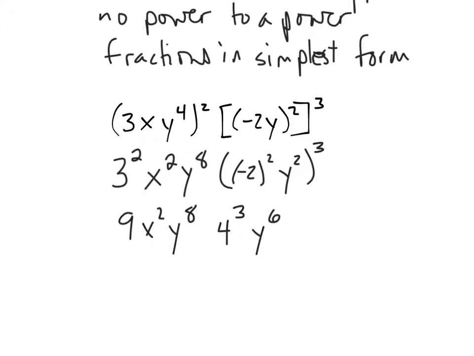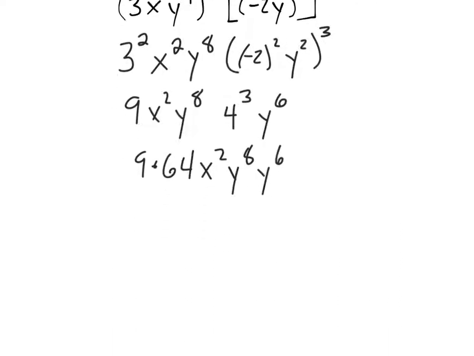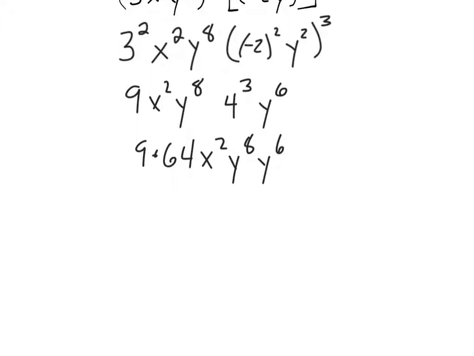Now, 4 cubed is 64. So now I have 9 times 64, and then we have x squared, and then y to the 8th and y to the 6th. So 9 times 64 is? Actually, question.